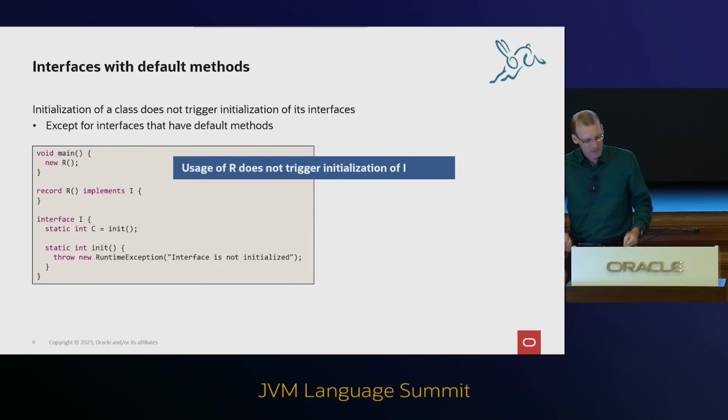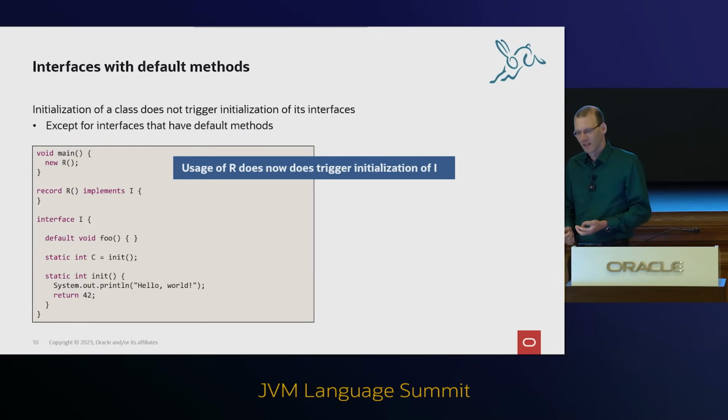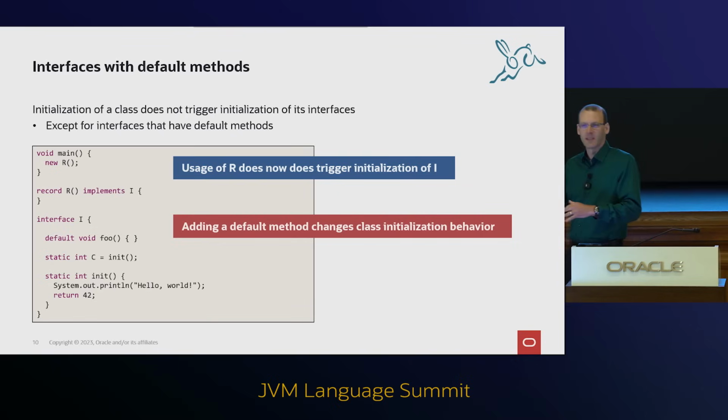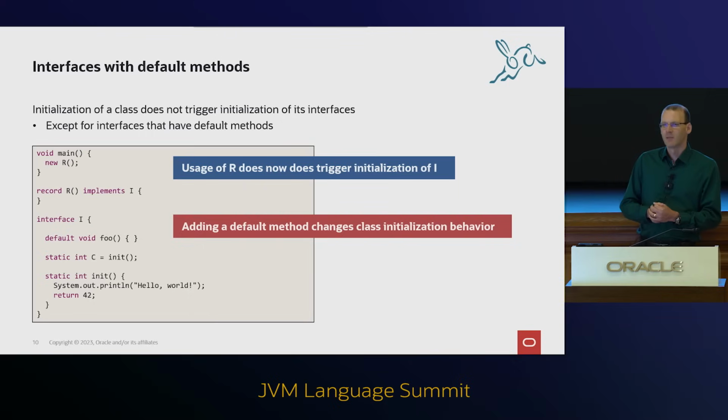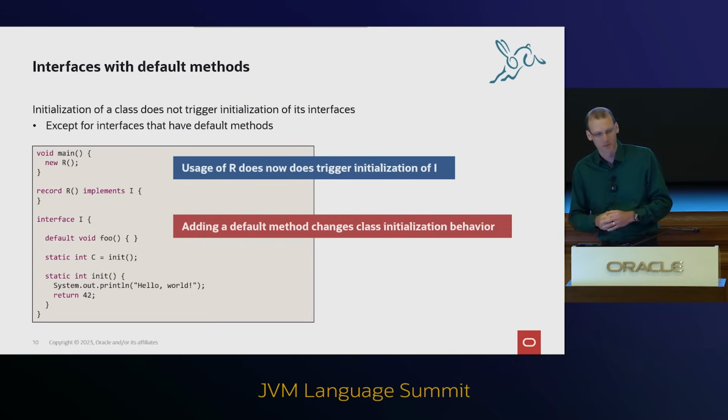And so it's like now I make a little change in my interface, I add a default method, and suddenly the interface is initialized when I use the record R. Which is also, I think, the very overlooked fact that adding a default method to an interface is really a breaking change regarding class initialization behavior. So you need to be very careful when you add a default method and when you want to preserve compatibility, because the first default method that gets added can really screw up your class initialization story.